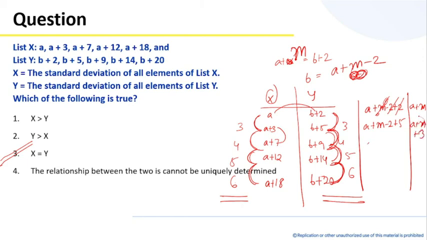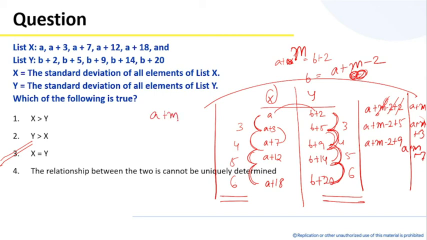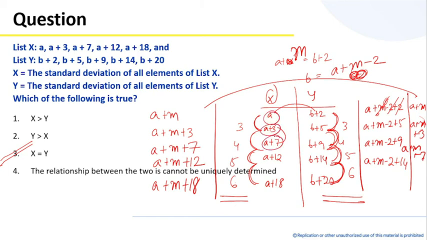Similarly, a plus m minus 2 plus 9 is going to be a plus m plus 7. I'm writing these values here for a better understanding. This is a plus m, this is a plus m plus 3, this is a plus m plus 7, and similarly a plus m minus 2 plus 14 is going to be a plus m plus 12. Similarly you will end up getting a plus m plus 18 here. So the series is a plus 3, a plus 7, a plus 12, a plus 18, whereas the other series is going to be a plus m, a plus 3 plus m, and so on.